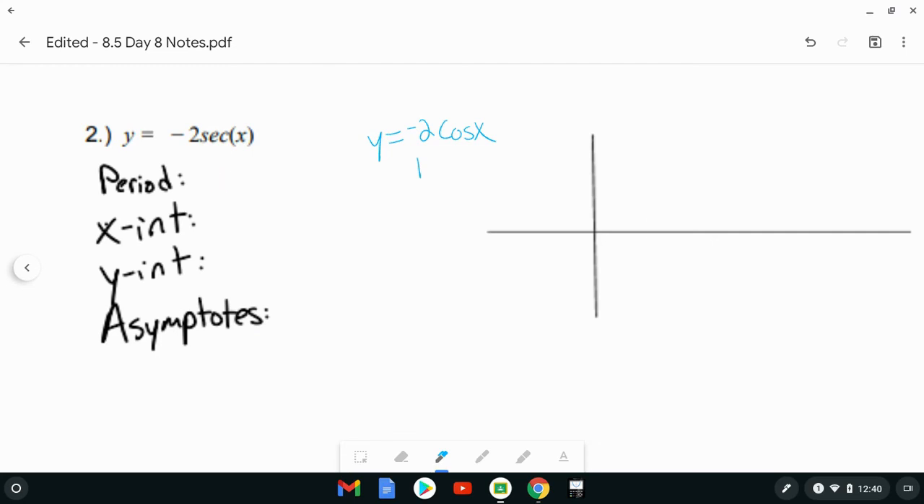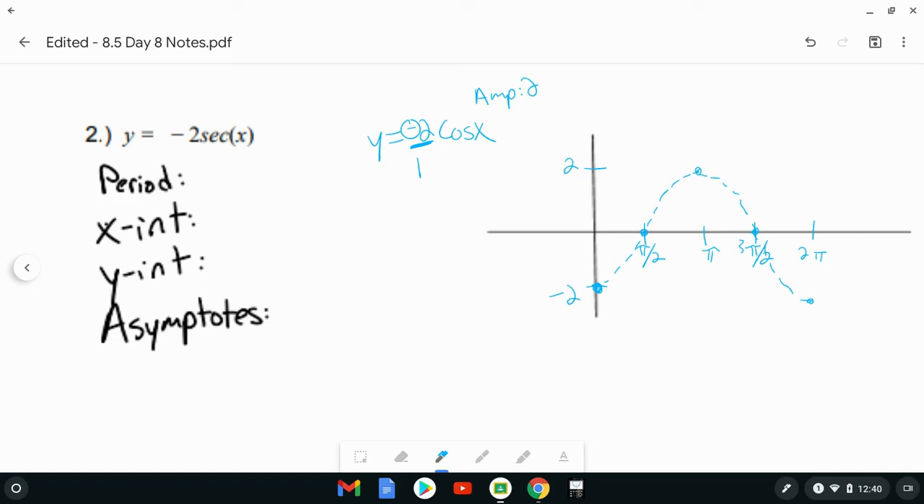Let's say period is 2 pi. So 1, 2, 3, 4 is 2 pi. Pi over 2, 3 pi over 2. For cosine, because the amplitude is 2, our max and min are going to be 2, but because it's negative, we're starting at the bottom. We're going to come up, max out, down. So this is our cosine function, not the secant function, make sure you understand that.